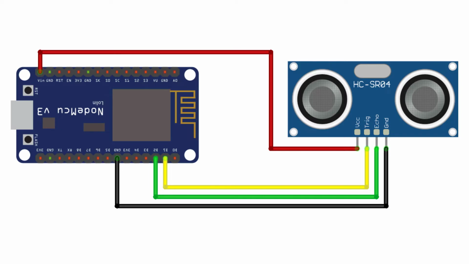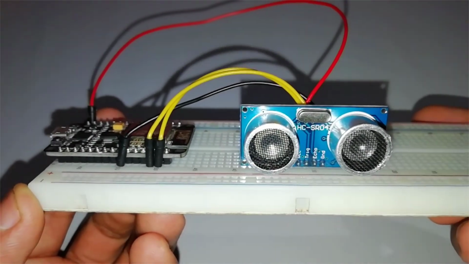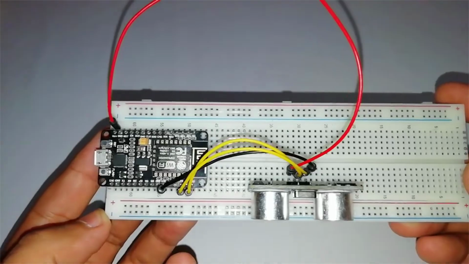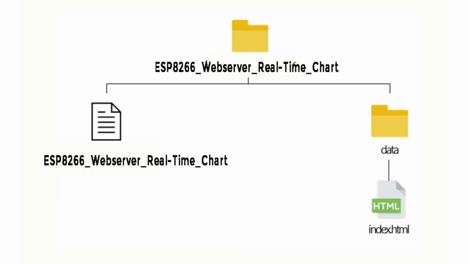Here is the schematic diagram of the ultrasonic HC-SR04 wiring with the ESP8266 development board. The VCC pin is connected to the VIN pin of NodeMCU. Similarly, the trig pin is connected to D1, GPIO pin number 5 of NodeMCU. The echo pin is connected to D2, GPIO 4 pin, and the GND pin is connected to the GND pin of ESP8266. Finally, to build the web server, we need two different files.